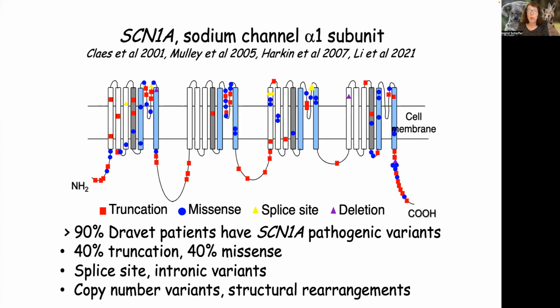with many patients having novel rather than recurrent pathogenic variants. The take-home message is that more than 90% of individuals have a pathogenic variant in SCN1A, and that 40% of them are red or truncation mutations, and 40% are blue or missense mutations. There are other types of mutations you can have, such as splice site mutations, intronic variants, copy number variants, and structural rearrangements. Now, I mentioned before that genome sequencing is beginning to give us new insights into the molecular genetics of Dravet syndrome.